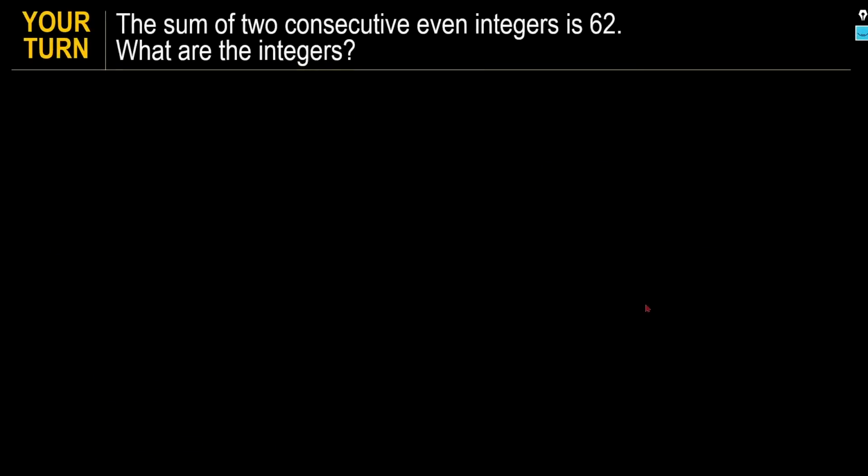Okay, ulit. The sum of 2 consecutive even. Uy, ano yan, sir? Even integers. Parang familiar, sir, sa akin yung even numbers na yan. Okay? The sum daw of 2 consecutive even integers is 62. What are the integers?